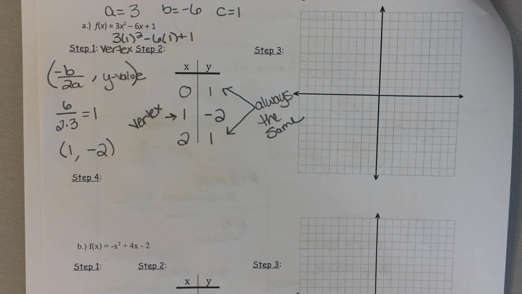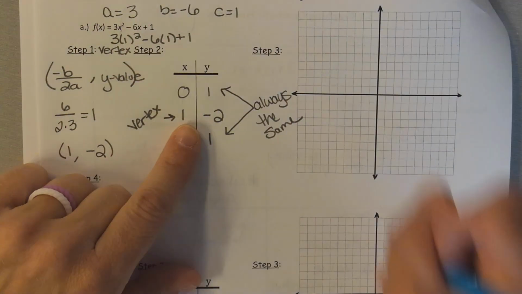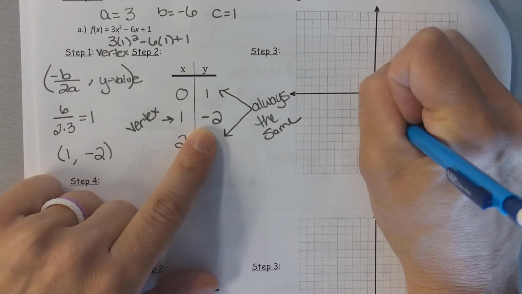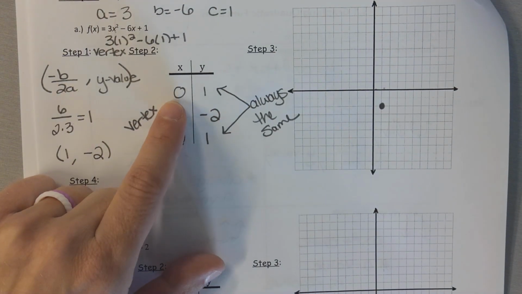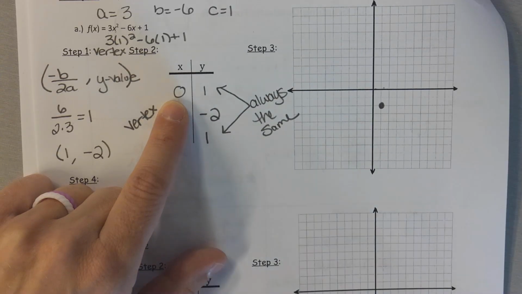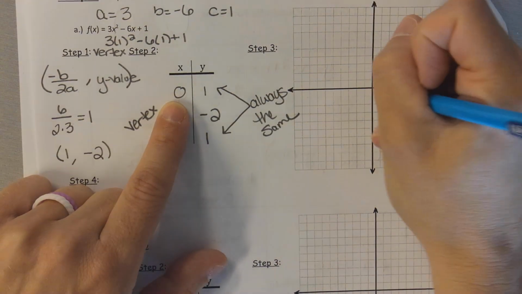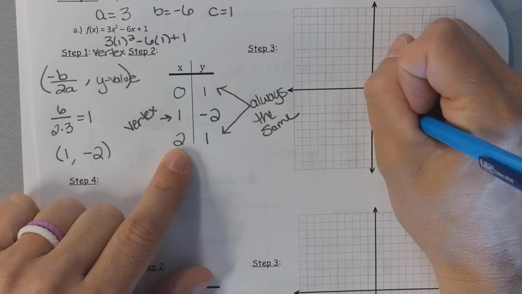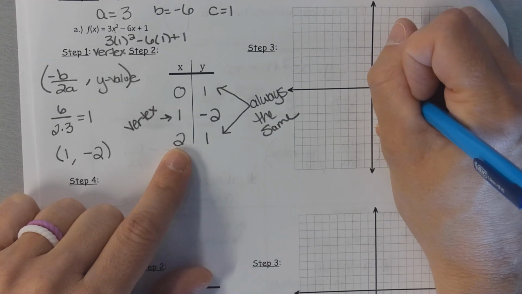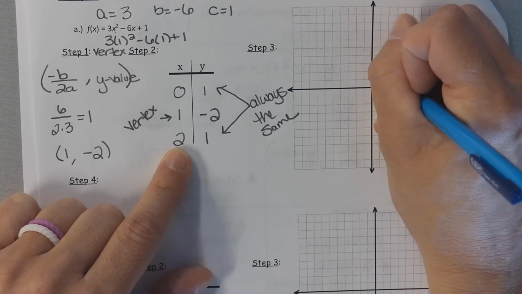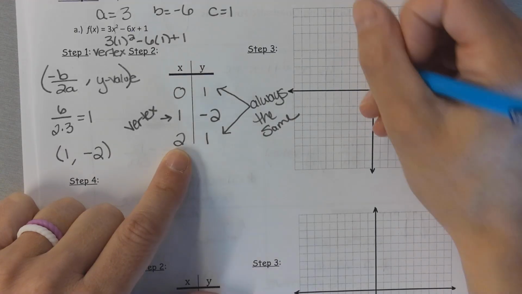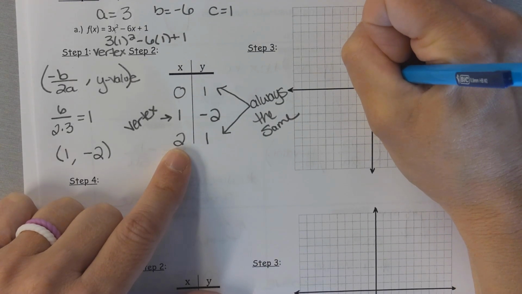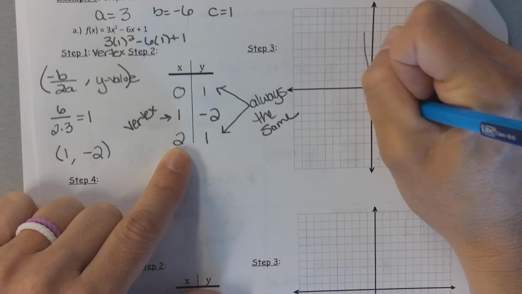All right, step 3 is to actually graph. Here we go. Over 1, down -2. On the left, we had a point at (0, 1). On the right, we have a point at (2, 1). And this is a nice smooth curve. So when you draw it in, this is not a V-shaped graph. Those are something else. Those are the absolute value ones.